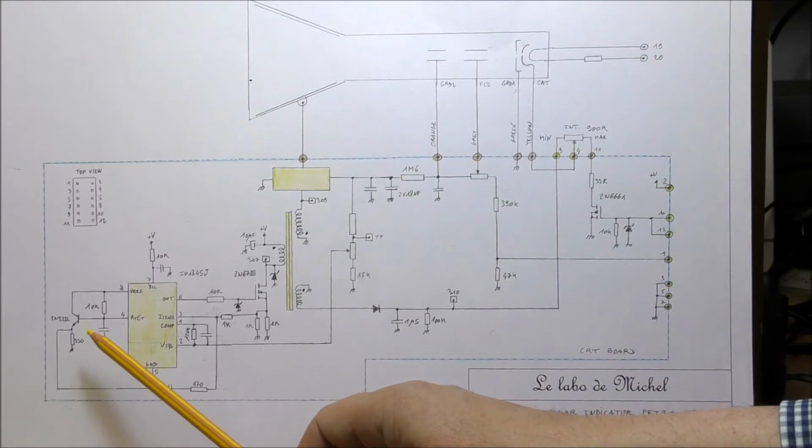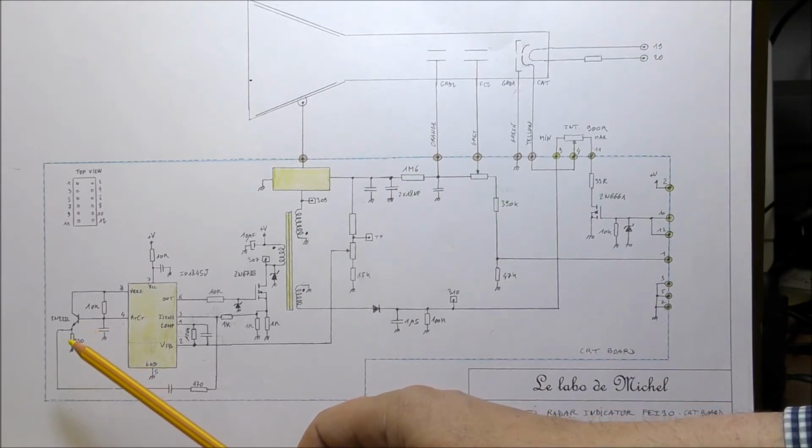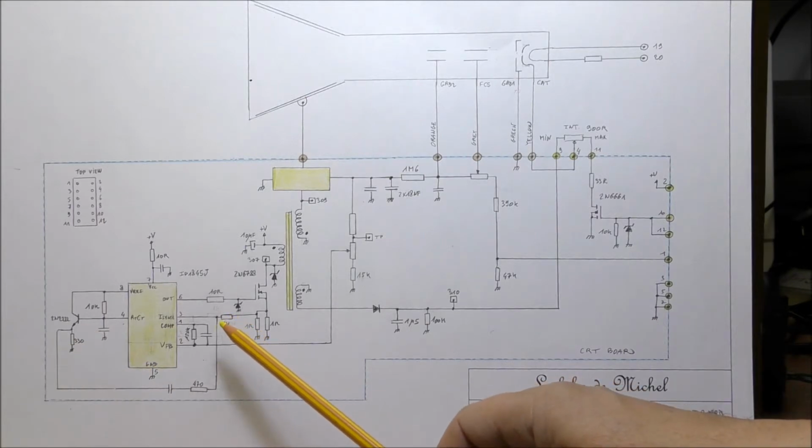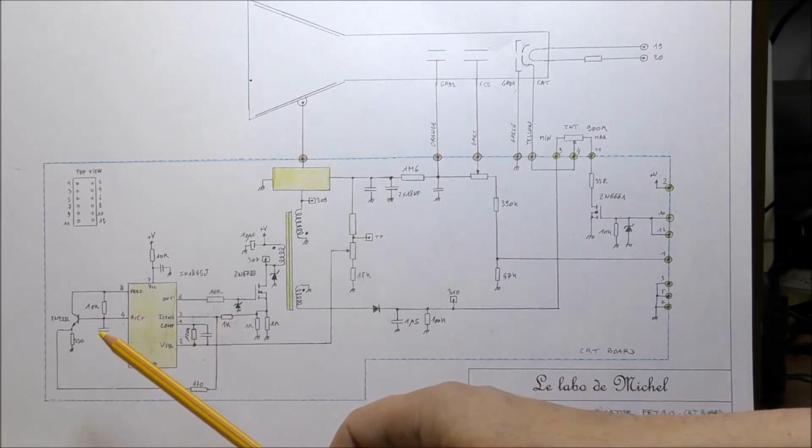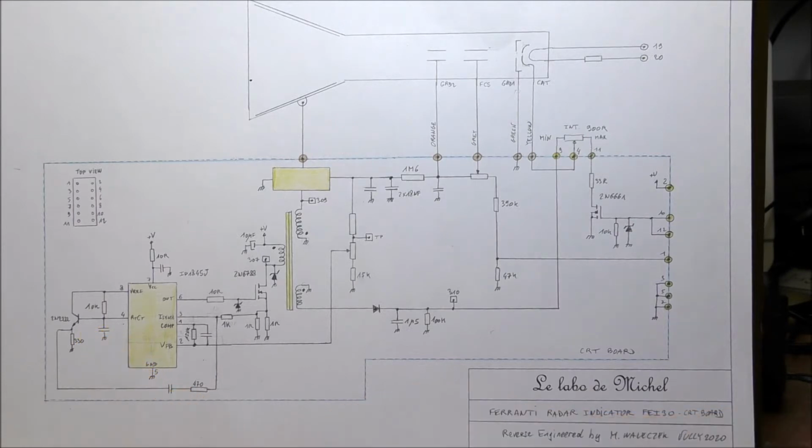This transistor is a common collector transistor, it's a voltage follower. It permits to add to the current point here a small amount of the ramp which is present here at this point. So we have two secondaries.